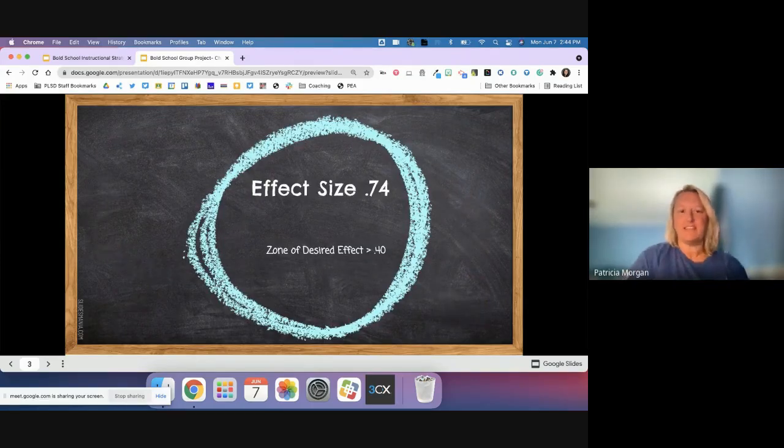So the effect size, I know we've talked a lot about that today. It is 0.74, and we know the zone of desired effect is greater than 0.4. So we're getting close to that, double range. So this is a good strategy.